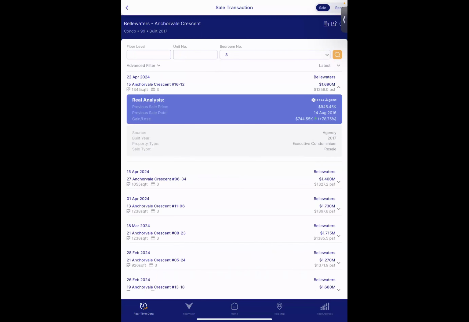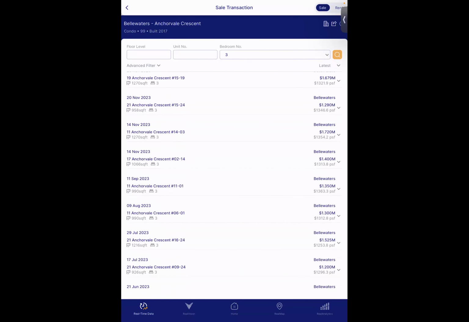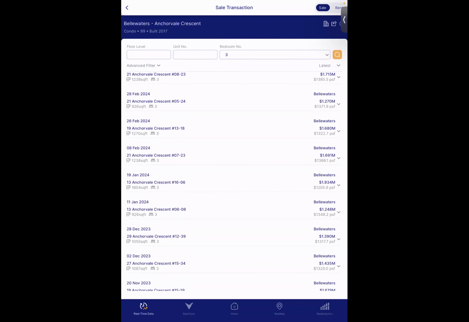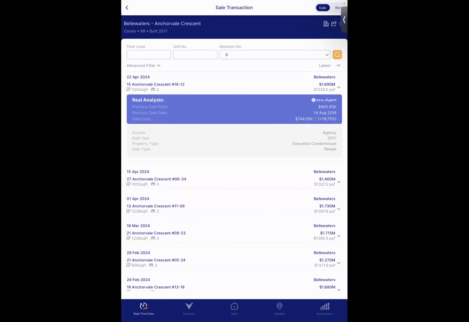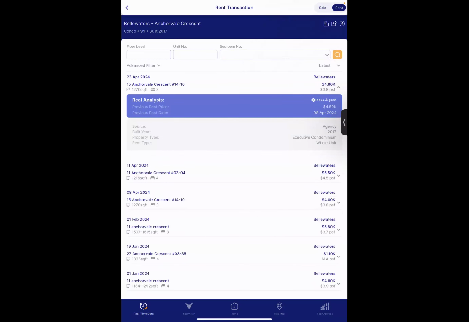So all these transactions will be for 3 bedders. You can find specific unit numbers and specific bedrooms for transaction information. If you want to see rental, on the top right-hand corner, this is for sales. If you click, you can toggle between sale and rent.